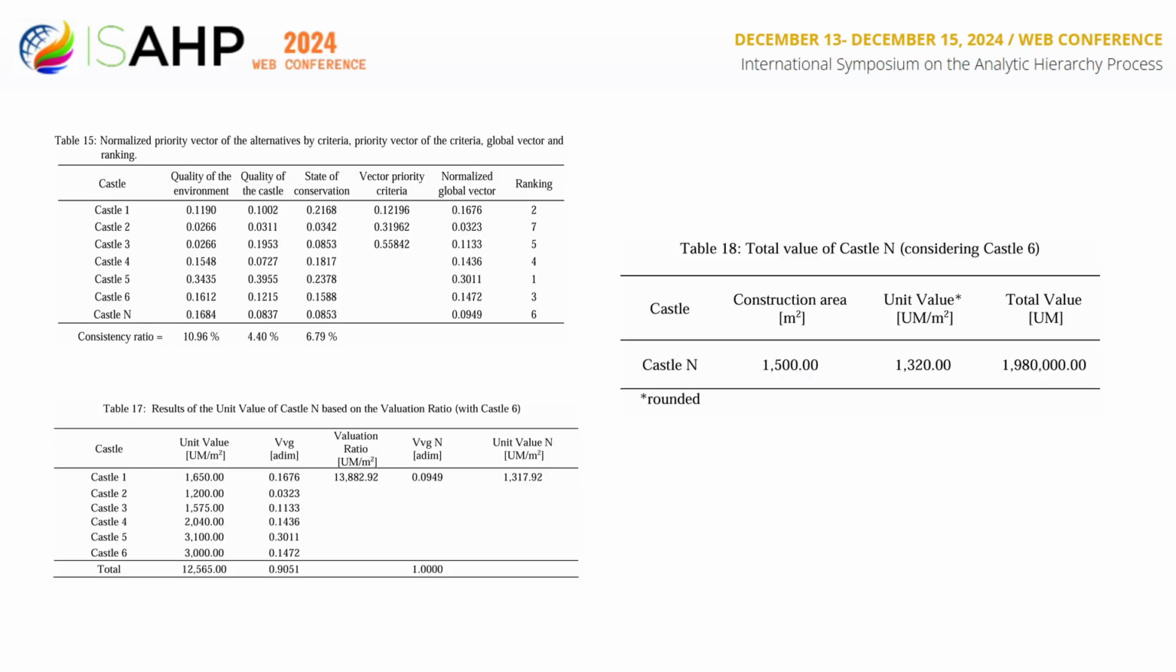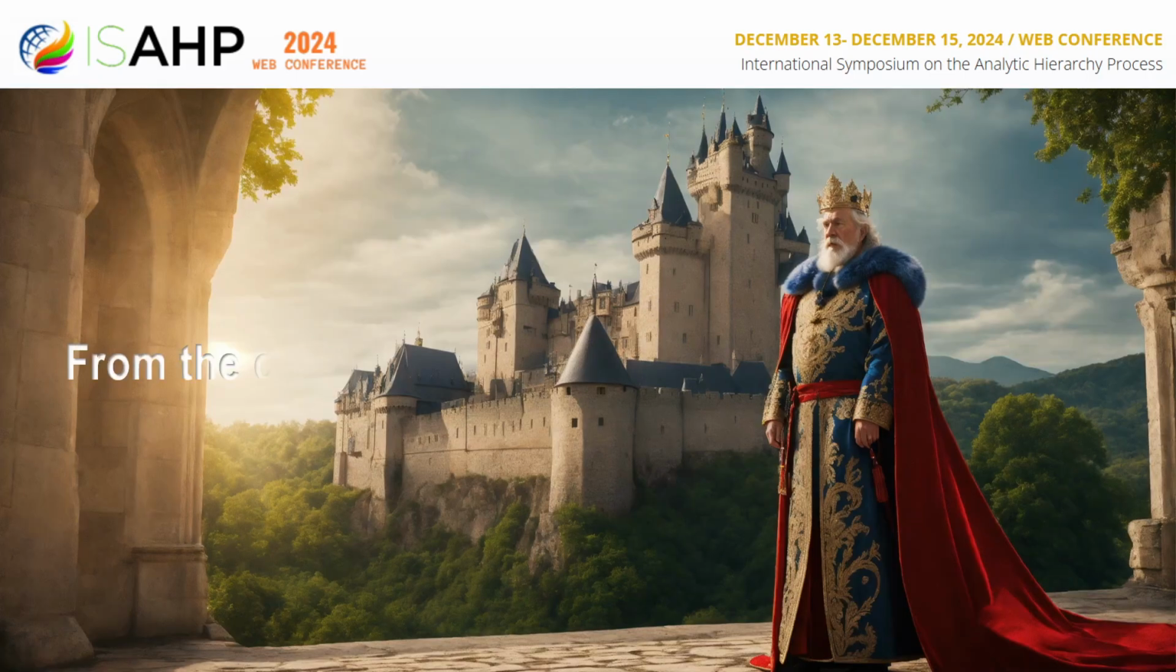Once the pairwise comparison matrices of the criteria and of the alternatives by criteria have been determined, a table is presented with the results for the normalized priority vector by alternatives, the priority vector of the criteria, the global vector, and the ranking. In this other table is the result for the unit value of Castle N, while in this other table is the calculation of the total value for Castle N of 1,980,000 monetary units.